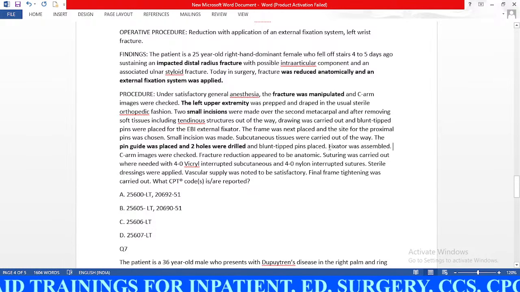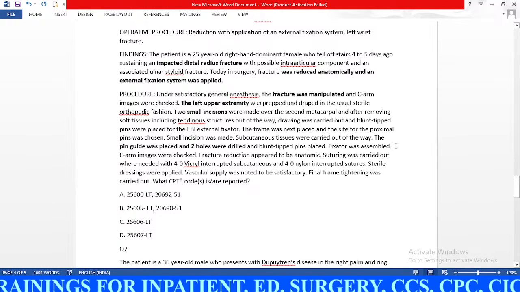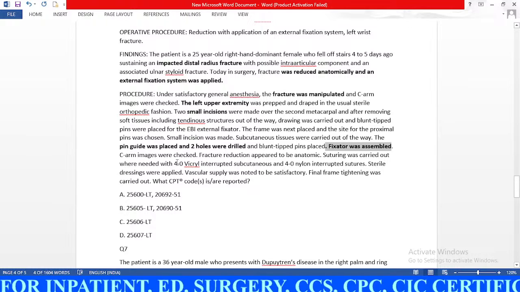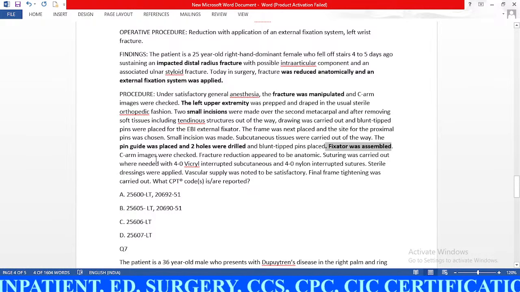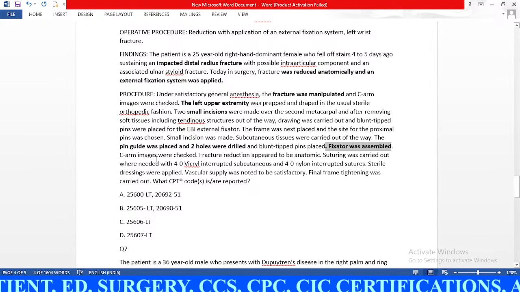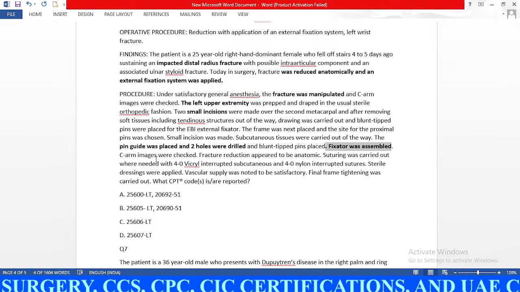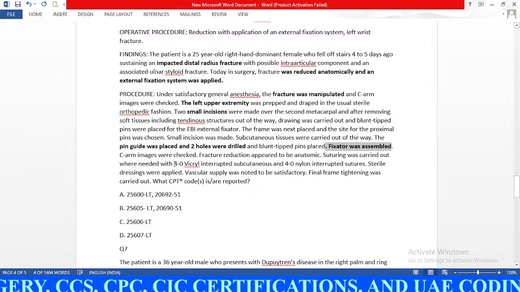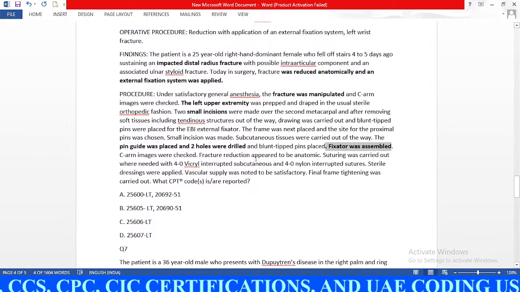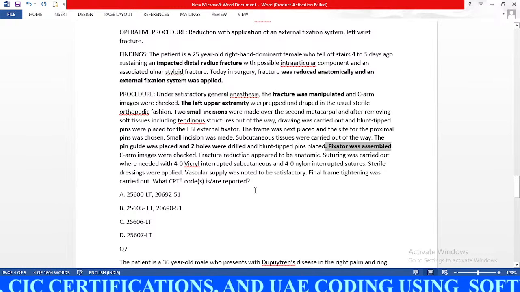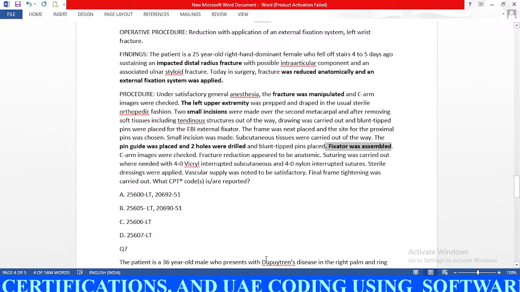So what happens here? After the application of fixation system, physician will check once again using the CM. As it is not an open procedure, physician needs to take help from the CM or any other type of imaging guidance. So fracture reduction appeared to be anatomic. Suturing was carried out. This is not needed. So we will check 25600 first.